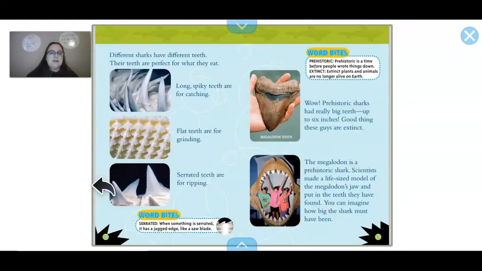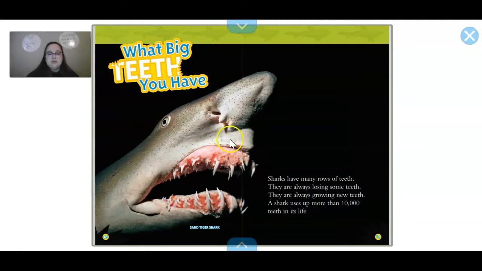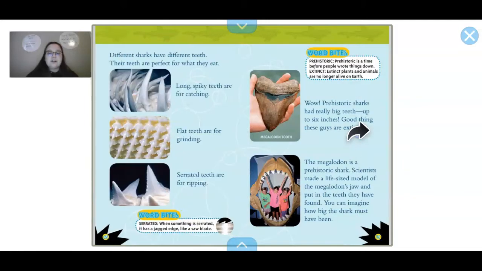Okay, also hold on guys. Miss Greathouse loves this picture because it shows, this is kind of off topic, but it shows that sharks have so many teeth, and that is such a cool fact.